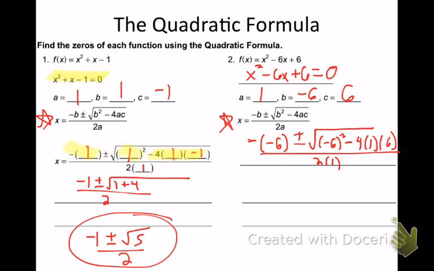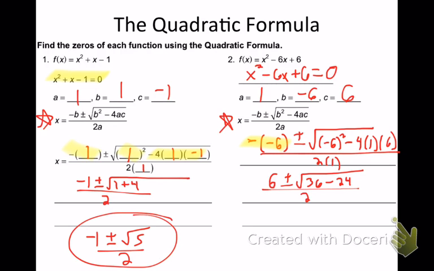And now I'm going to simplify. So negative 6 gets me a positive 6. Plus or minus. Negative 6 squared is 36. Now what's 4 times 1 times 6 give me? So minus 24. All over 2 times 1 is 2.